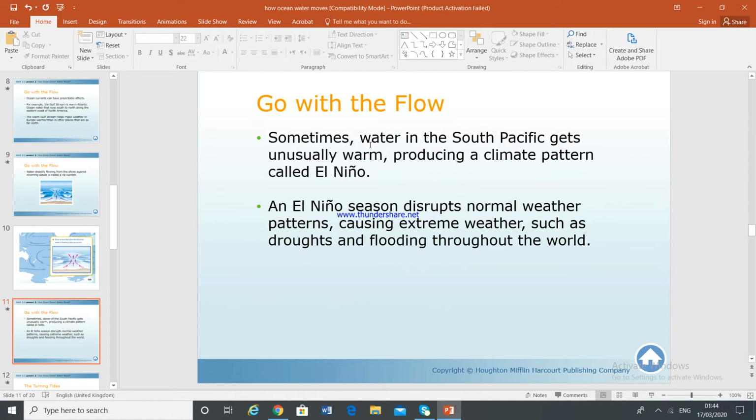Sometimes water in the South Pacific gets unusually warm, producing a climate pattern called El Nino. What is it called, girls? It's called El Nino. Okay, now what is El Nino? It's a season that disrupts normal temperature. It's a winter season and suddenly a day becomes hot, or it's a summer season and suddenly it rains, a sudden change in the weather. It's called an El Nino season. It disrupts normal weather patterns, causing extreme weather such as droughts and flooding throughout the world.